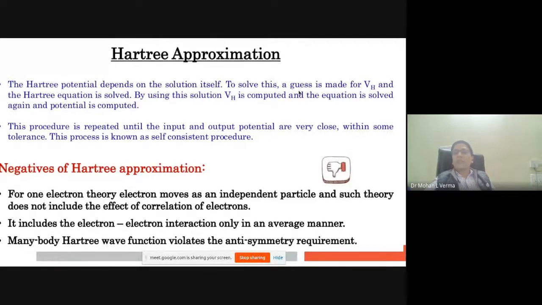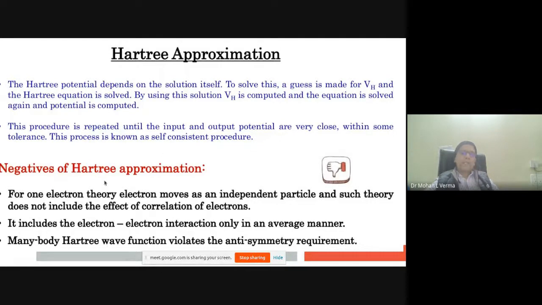To solve this, a guess is made for this V_H, and the Hartree equation is solved. Using this solution, V_H is computed and the equation is solved again, and the potential is computed again. This procedure is repeated until the input and output potentials are very close, within some tolerance. This is the self-consistency method, and this procedure is known as the self-consistent procedure.